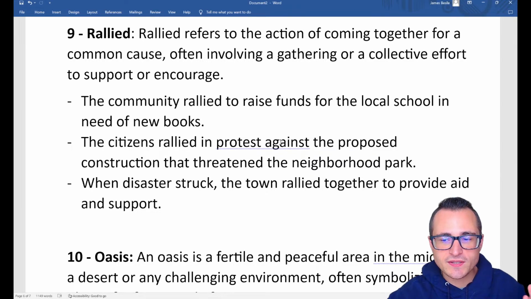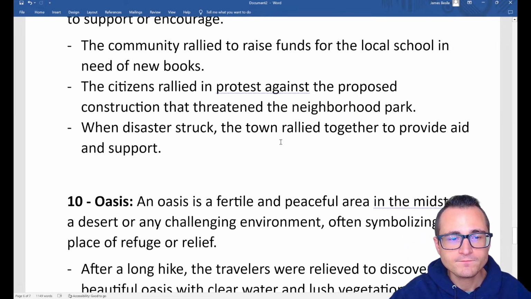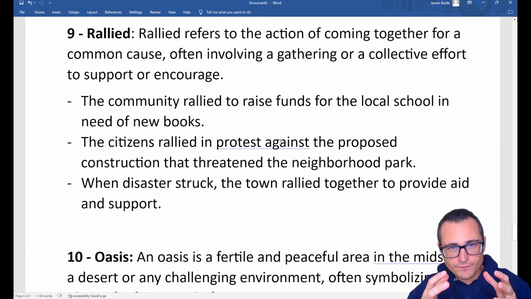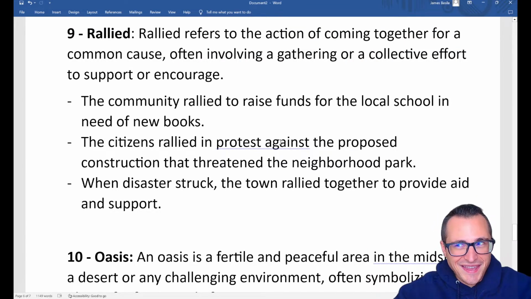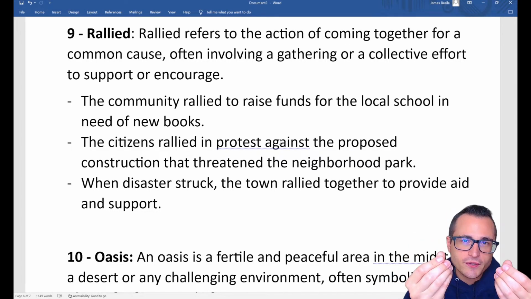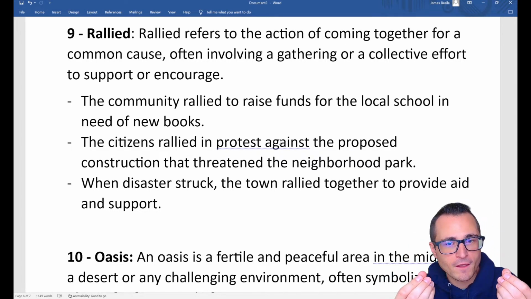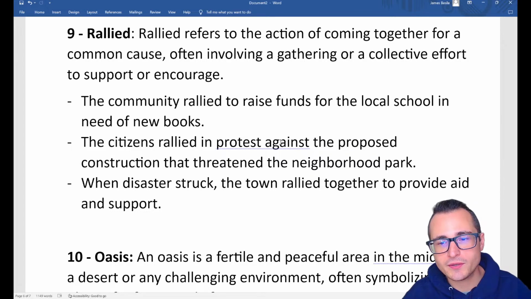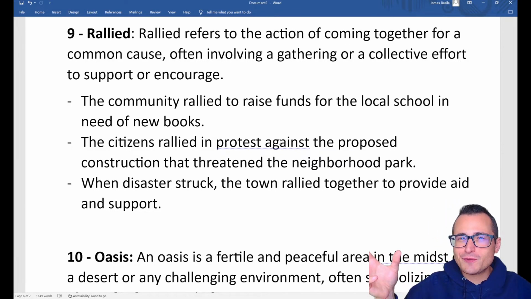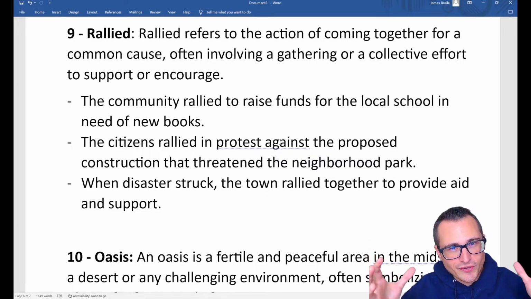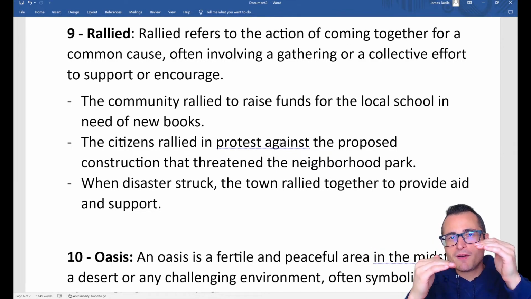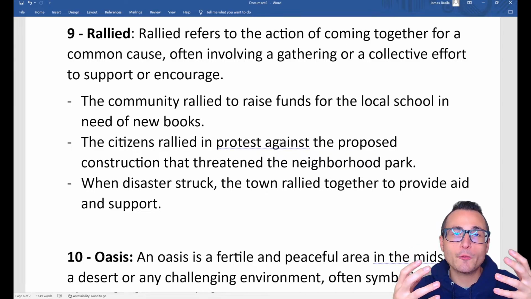So how can we use this in sentences? The community rallied, right? The people in the community came together to raise funds or money for the local school in need of new books. So the people in the community came together, they worked together, they rallied to raise money to help the school get books.